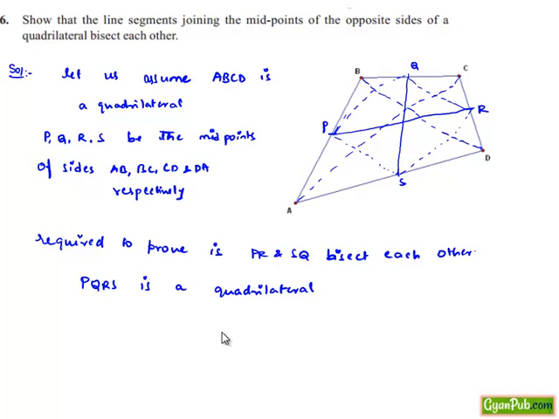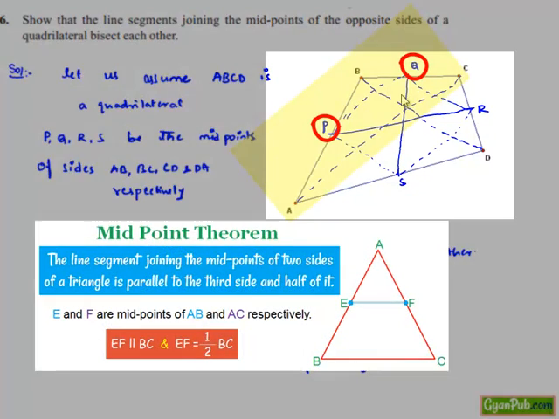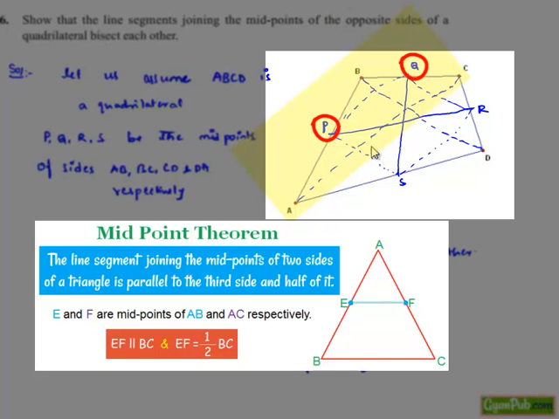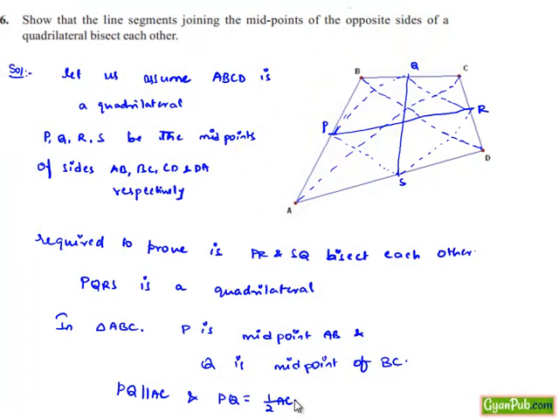Now let us consider the triangle ABC. In triangle ABC, we know that P is midpoint of AB and Q is midpoint of BC. Then by midpoint theorem we can say that PQ is parallel to AC and PQ is equal to half AC. Let it be as first statement.